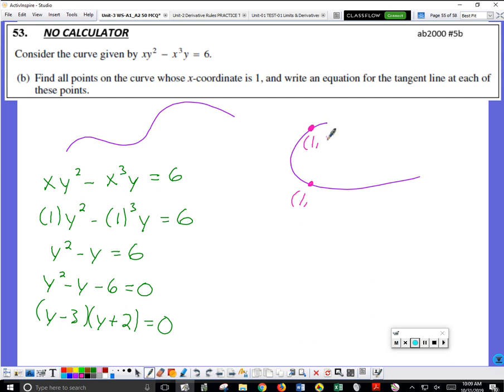So if the y value is positive 3, and the x value is 1, this is a true statement. If the x value is 1 and the y value is negative 2, this is also a true statement. Does that make sense?